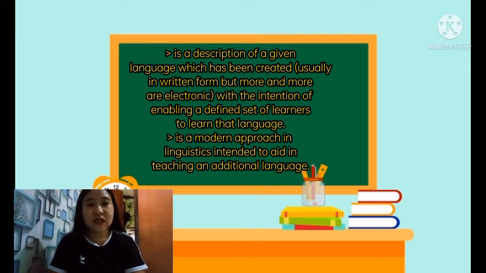Also, pedagogical grammar is a modern approach in linguistics intended to aid in teaching an additional language. This method of teaching is divided into the descriptive, grammatical analysis, and the prescriptive, the articulation of a set of rules. Following an analysis of the context in which it is to be used, one grammatical form or arrangement of words will be determined to be the most appropriate. It helps in learning the grammar of foreign languages.